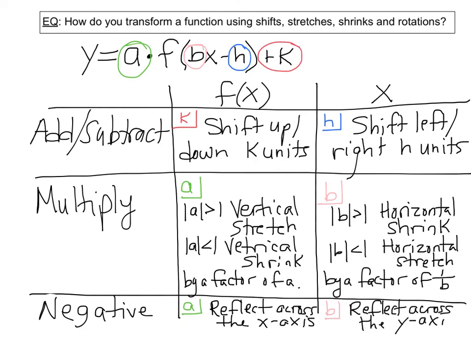And this table summarizes exactly what happens when a graph is transformed by shifting, stretching, shrinking, rotation, and where that results from. It results from multiplying a on the outside, multiplying b on the inside, adding or subtracting h on the inside, adding or subtracting k on the outside.